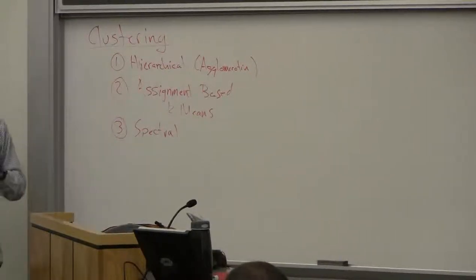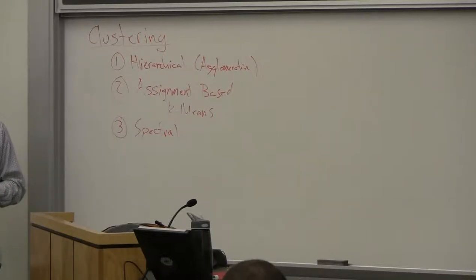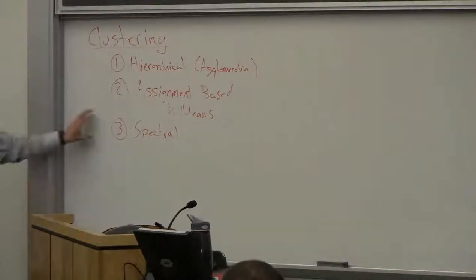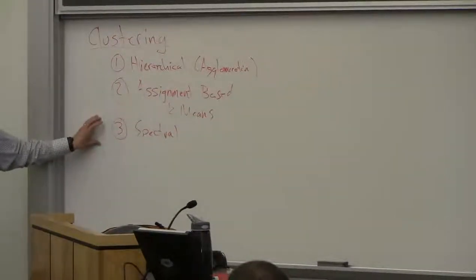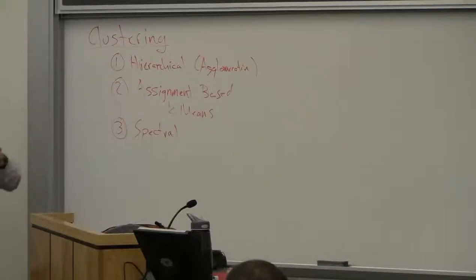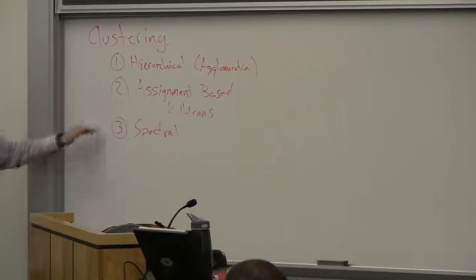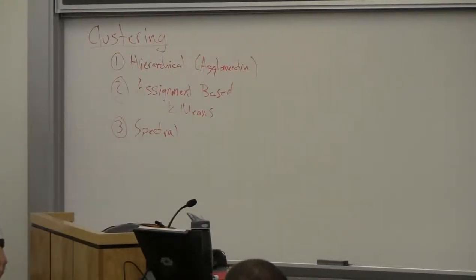The spectral is where you are thinking of your data as a graph, or you start with spatial data and convert it into some sort of graph or affinity matrix, and then you do clustering on that. So this goes through an extra abstract data type, the graphs, on which you can do clustering.